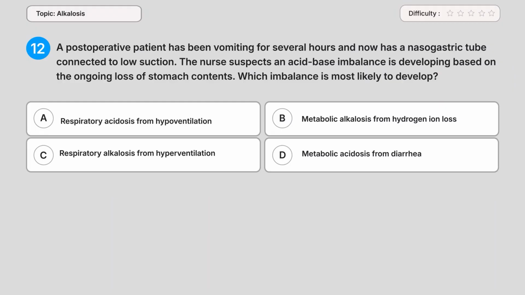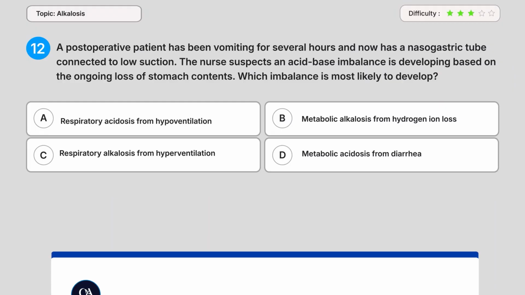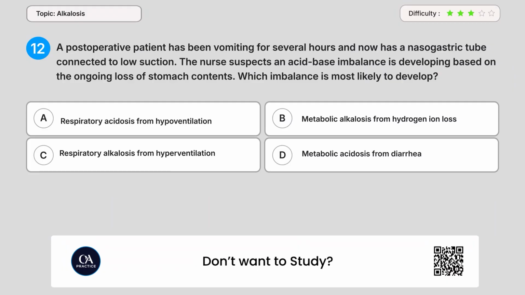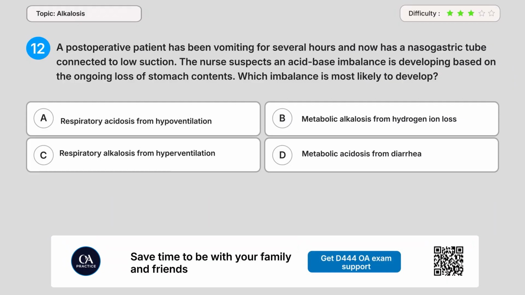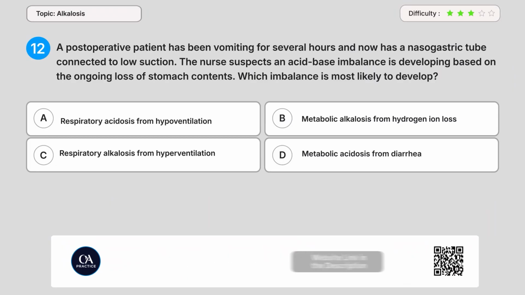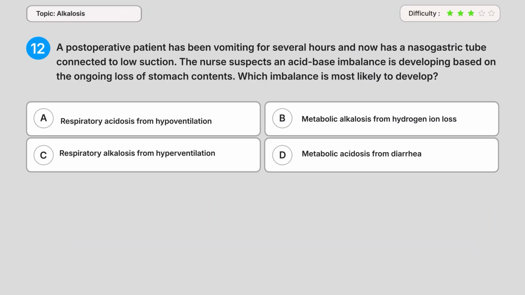Question 12. A postoperative patient has been vomiting for several hours and now has a nasogastric tube connected to low suction. The nurse suspects an acid-base imbalance is developing based on the ongoing loss of stomach contents. Which imbalance is most likely to develop?